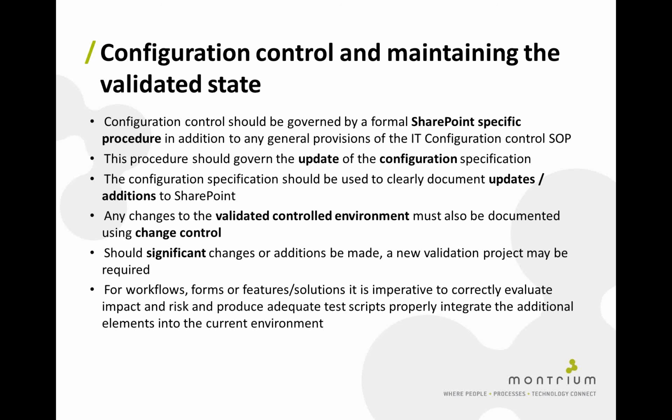The configuration specification should really allow us to clearly document any updates and additions to SharePoint through versioning. We should be able to see how that environment has evolved over time. That's very important if we're trying to trace back if there's ever a problem. We also need to make sure that any changes are documented within the change control process, so on a change control form usually. And then any significant changes, so if you're adding a whole new area of functionality, or you're making significant changes to the SharePoint environment itself, then you may actually just start a whole new validation project as well. That's something that typically you'll decide based on criteria within your SOP.